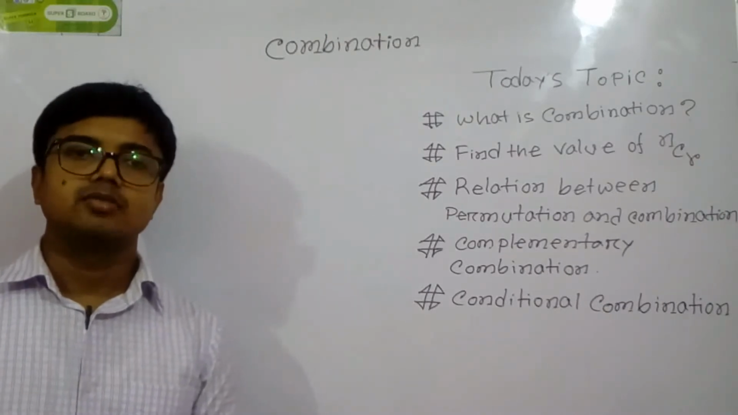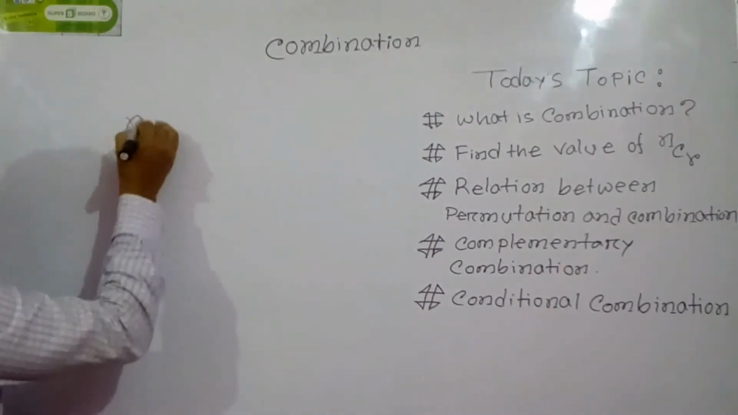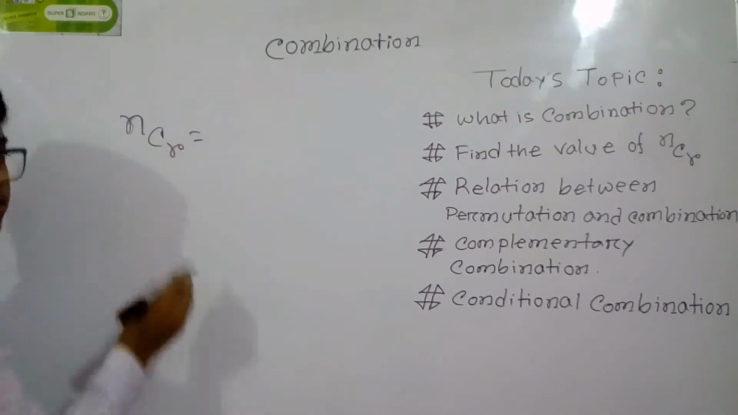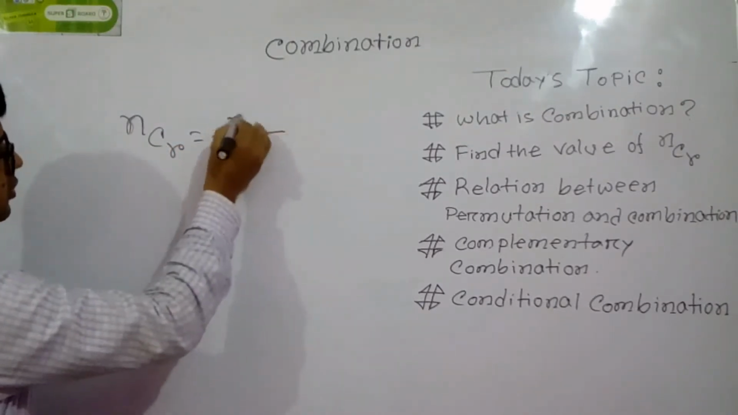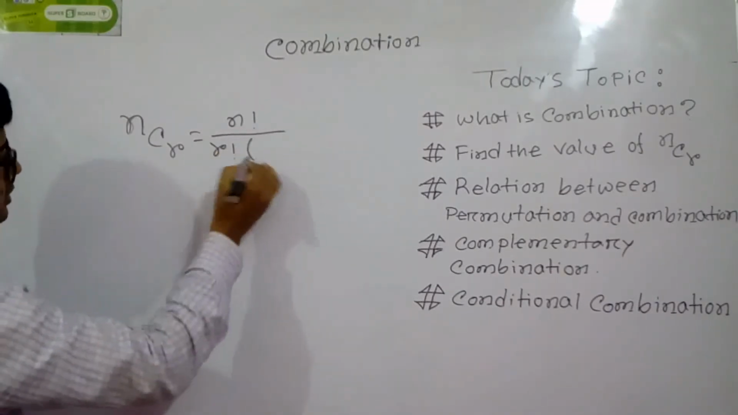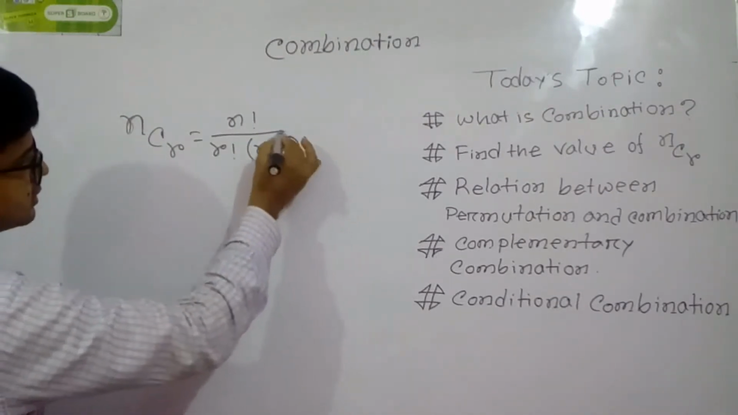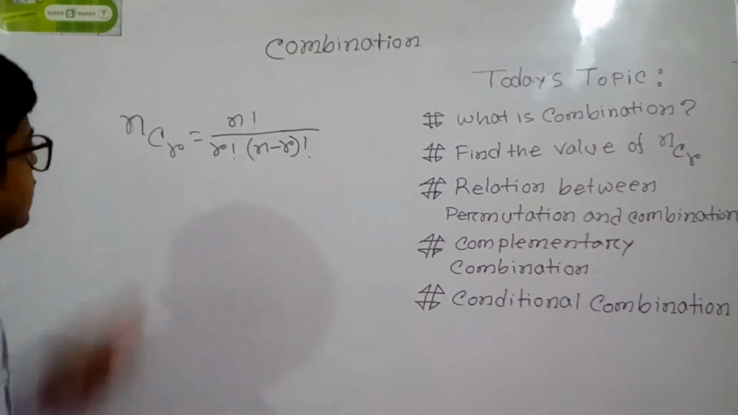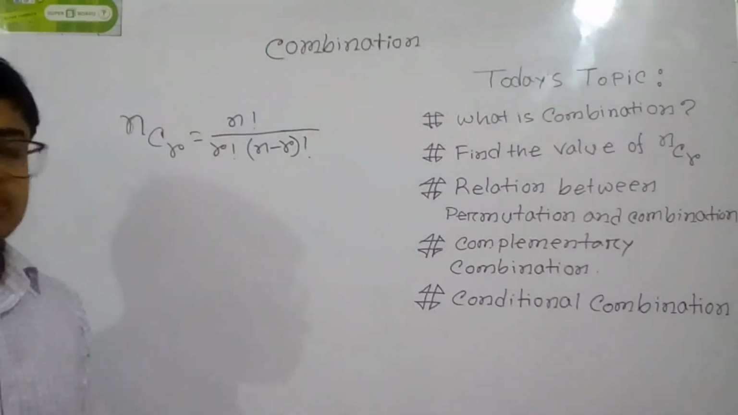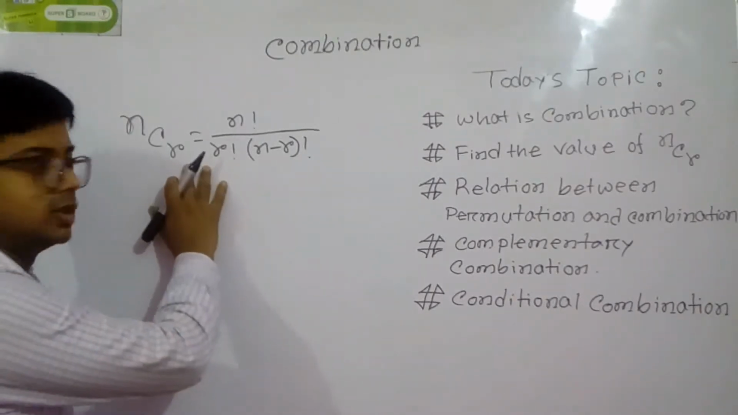Now we can write the formula of combination: nCr equals factorial n divided by factorial r times factorial n minus r. Now we can find some important formulas from this formula.